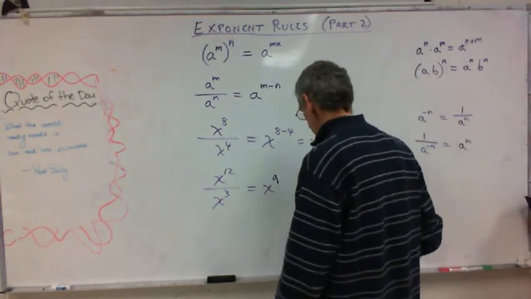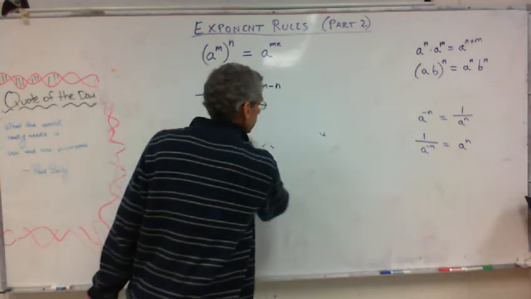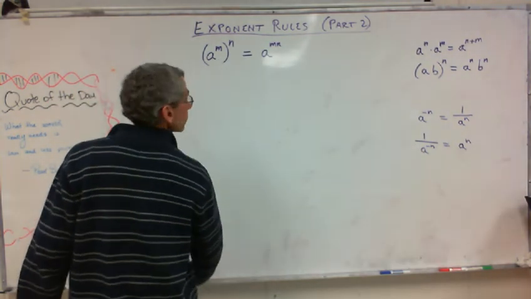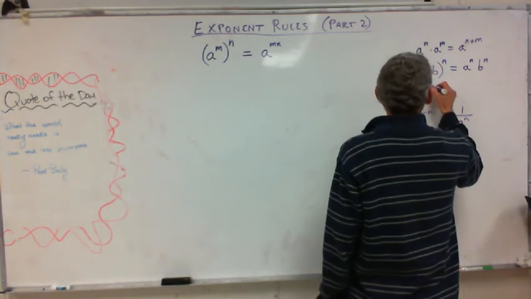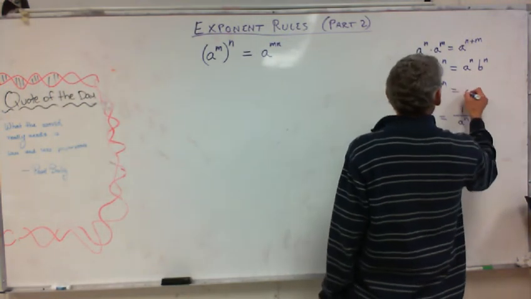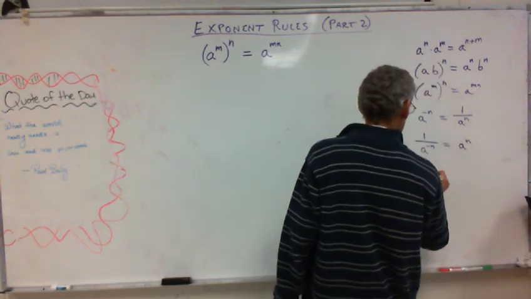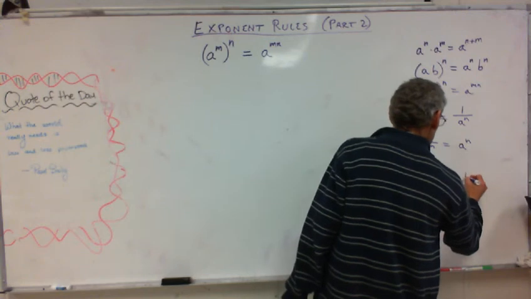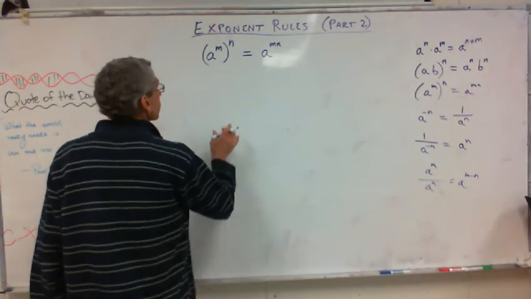Now, okay, I'm going to make it a little harder on you guys. Not very hard, just a little bit. Oh shoot, I just erased the rule. All right, let's put these rules over here. A to the m to the n is equal to a to the mn. And this one was a to the m over a to the n is equal to a to the m minus n. All right, so good, I can get rid of that too.